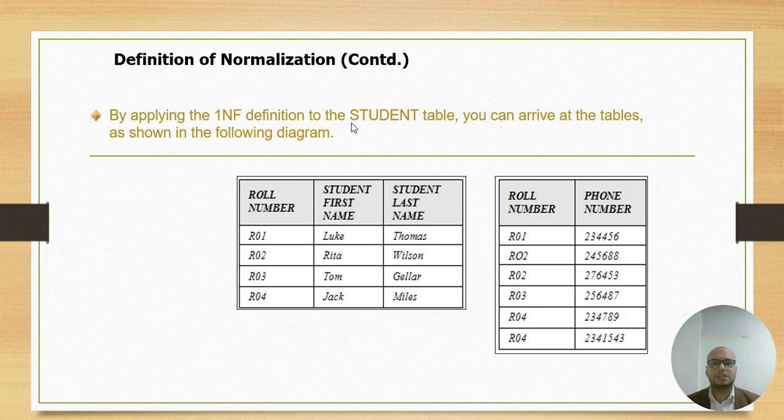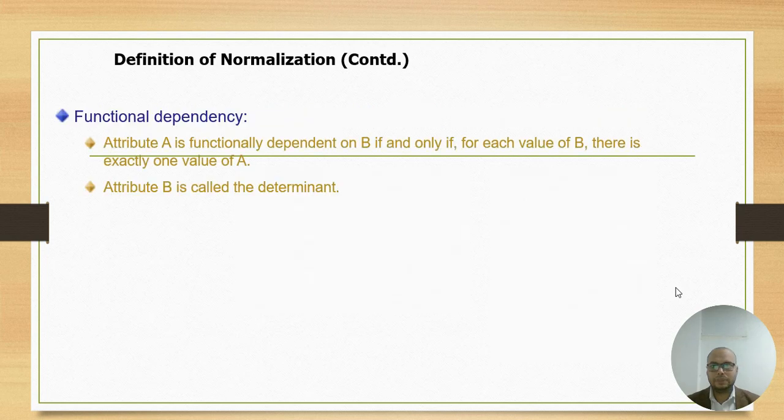By applying the first normal form definition to the student table, you can arrive at the tables as shown in the following diagram. Now you can see two tables: roll number, student first name, student last name; and roll number and student phone number. Both tables have individual values. There is no repeat of group values here, so both tables are in first normal form. Now we are going to move to the second normal form.